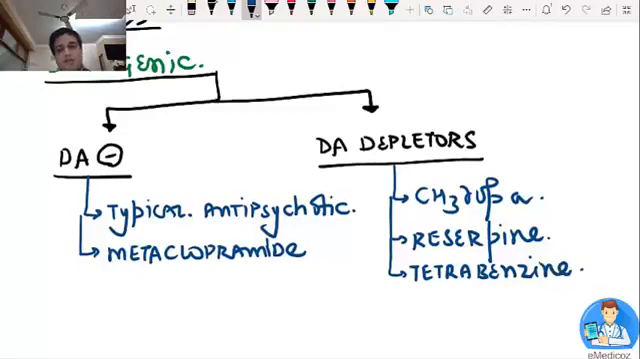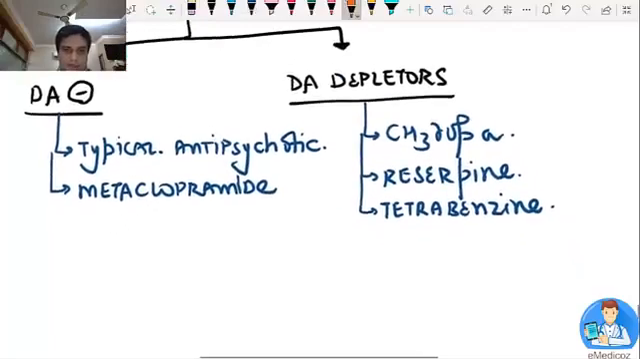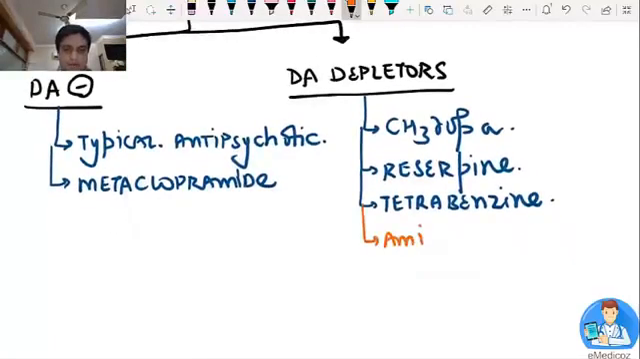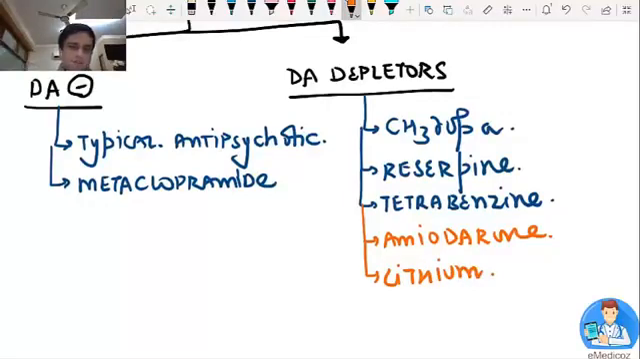Just a view on two more drugs which Harrison tries to include in the list, somewhere having a slight dopamine depleter effect also. Two more drugs. One is amiodarone and the second one happens to be lithium. So they might also cause Parkinsonism if they're given in a long run, amiodarone and lithium, two more drugs, right?